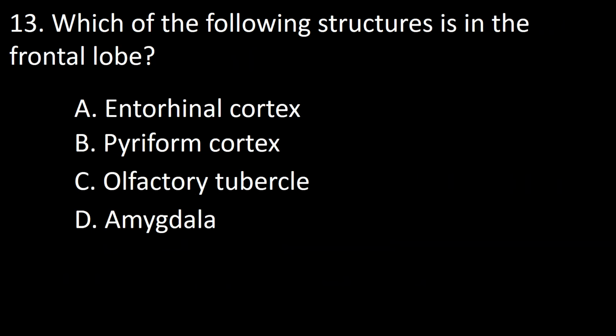Next question. Which of the following structures is in the frontal lobe? A. Entorhinal cortex. B. Piriform cortex. C. Olfactory tubercle. D. Amygdala.